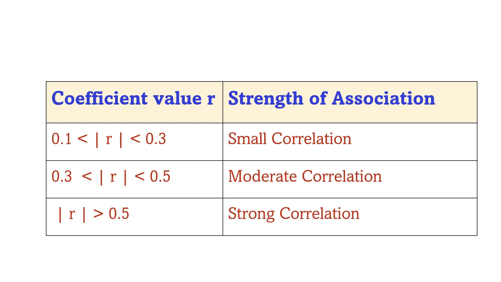Depending on the value of correlation coefficient, we can classify the strength of association as small, moderate or strong. So if the value of coefficient is between 0.1 to 0.3, we call it as a small correlation. If it is between 0.3 to 0.5, it is of moderate correlation. And if this coefficient value is more than 0.5, we label it as a strong correlation.